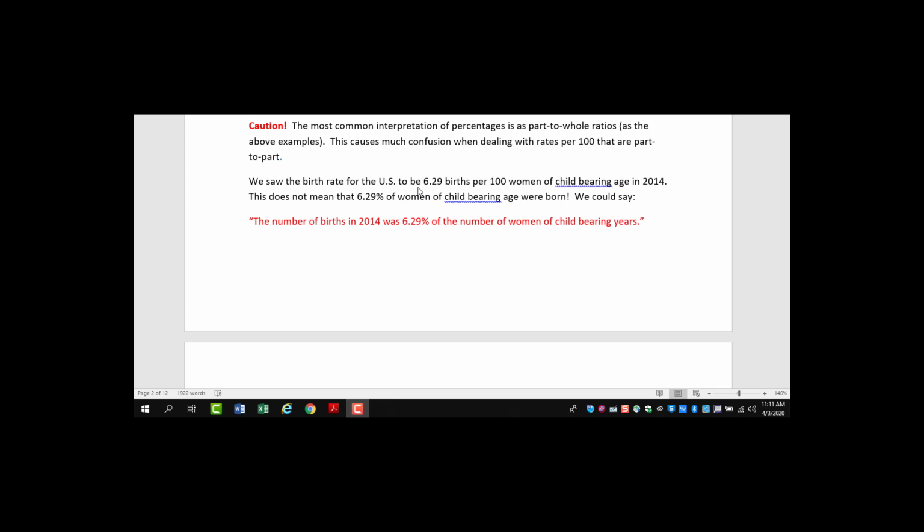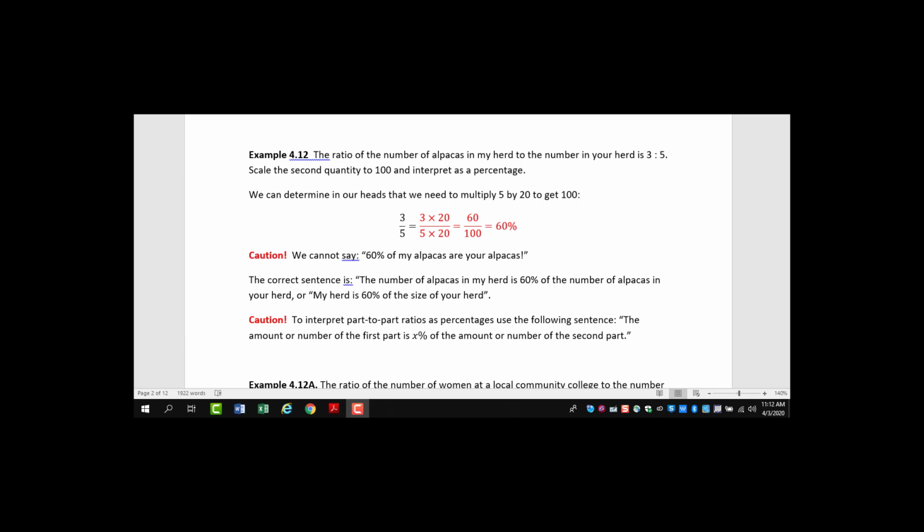We saw that the birth rate in the United States in the last section was 6.25 births per 100 women of childbearing age in 2018, I think we had. This does not mean that 6.29% of women of childbearing age were born, but we could say that the number of births in 2004 was 6.29% of the number of women of childbearing years, which means that there was 6.29 births per 100 women. That's what this will mean here. You can, of course, put this on pause and read it anytime you want.